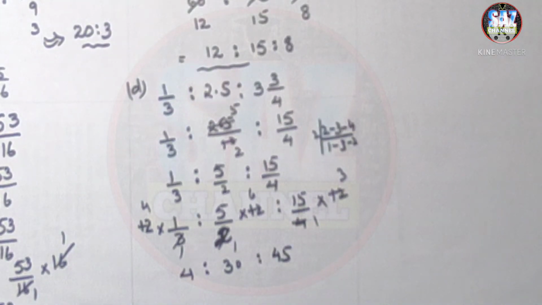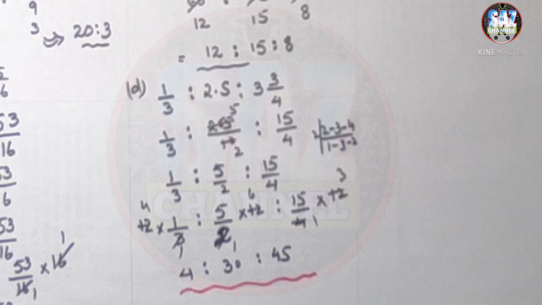Now you can see that 4 and 30 can come, or 30 and 45 can come in one table, but all of the numbers are not coming in the same table. So this will be the last step for this question. And moving to the next question.